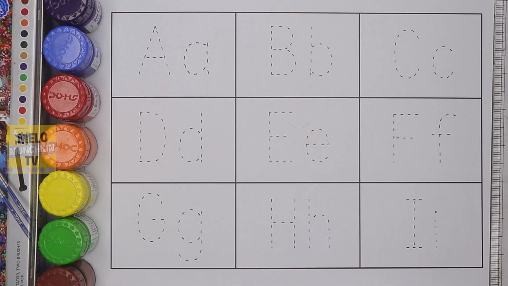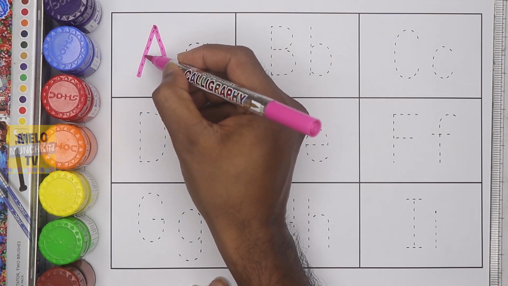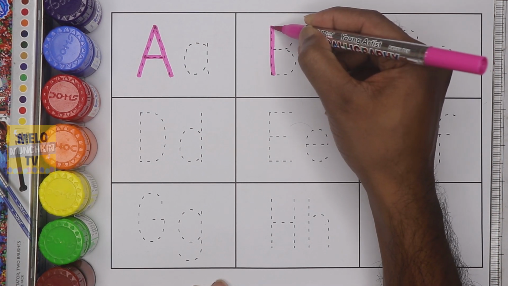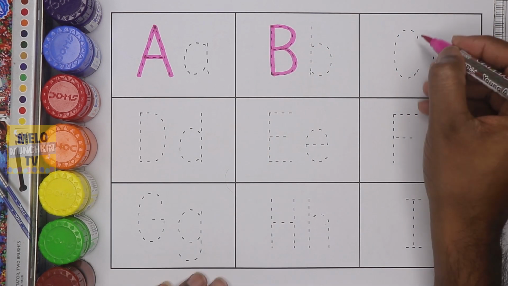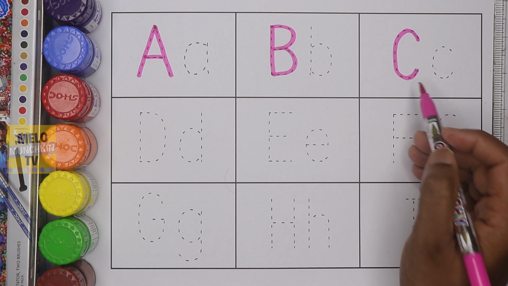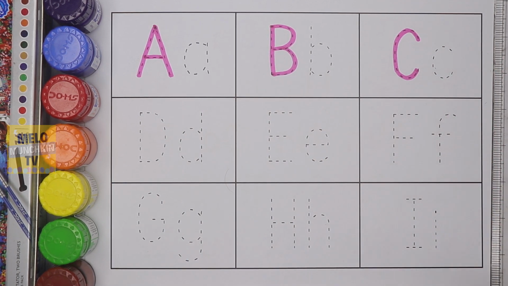Pink color. A for apple. B for ball. C for cat. Capital A, capital B, capital C.